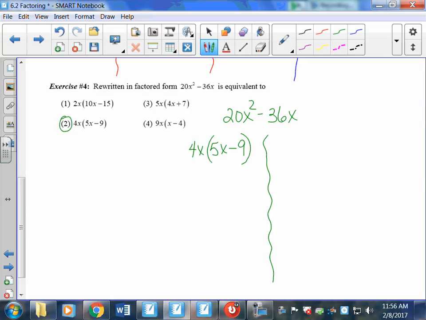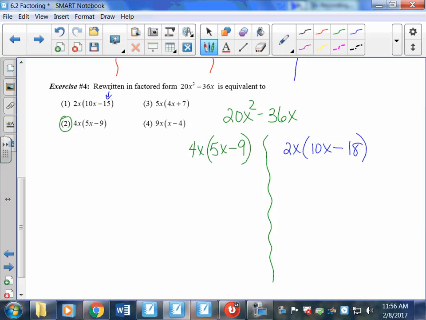But if by chance, and the fact that this is a multiple choice question makes this a little bit easier, but if you decided, like I said before, I know 2 goes in. If you factored out a 2x, what would you end up with? You end up with 10x minus, taking a 2 out of a 36 is 18. 10x minus 18. We have 10x minus 14, so 15 here, which is not correct.